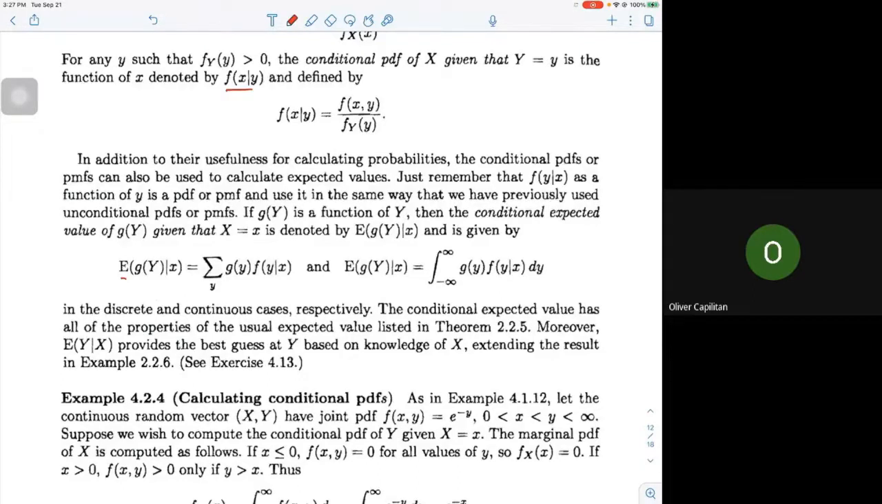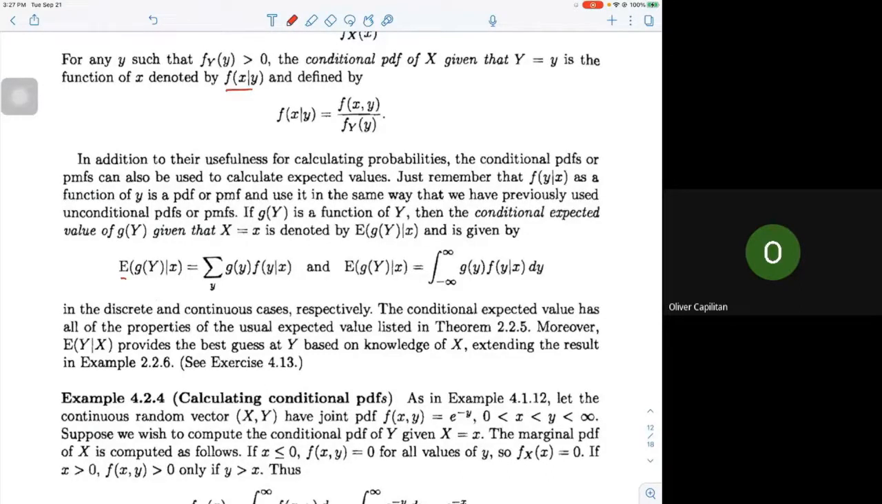It's given by, for the discrete case, the countable summation of g of small y times the conditional probability mass function of y given x. And the sum is over all values, or the mass points, of our random variable y.